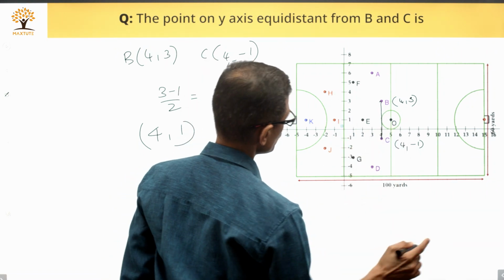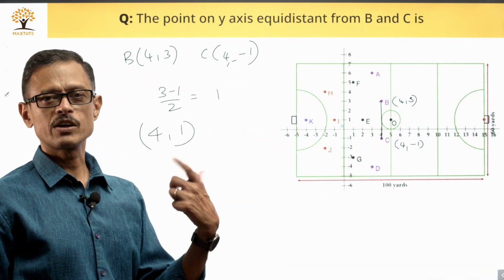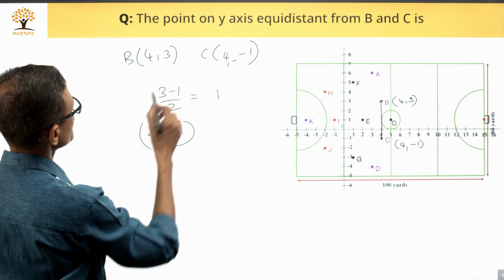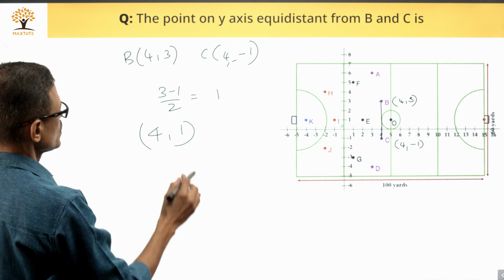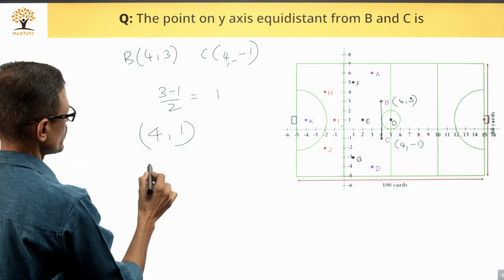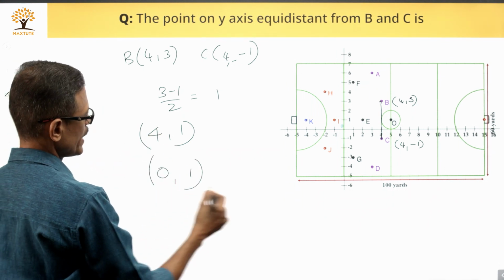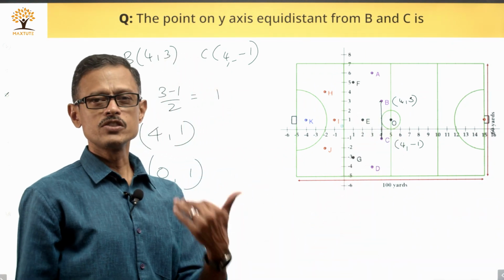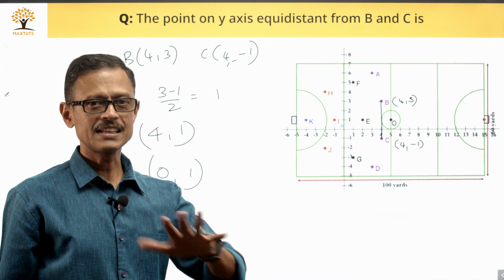Essentially, the y coordinate is going to be 1, x coordinate is going to be 0, because it is a point on the y axis. So, essentially the coordinates of the point which is equidistant from B and C on the y axis will have the x coordinate to be 0, y coordinate is going to be the midpoint value of this vertical line, which is 1. (0, 1) is the answer to this question, done and dusted.